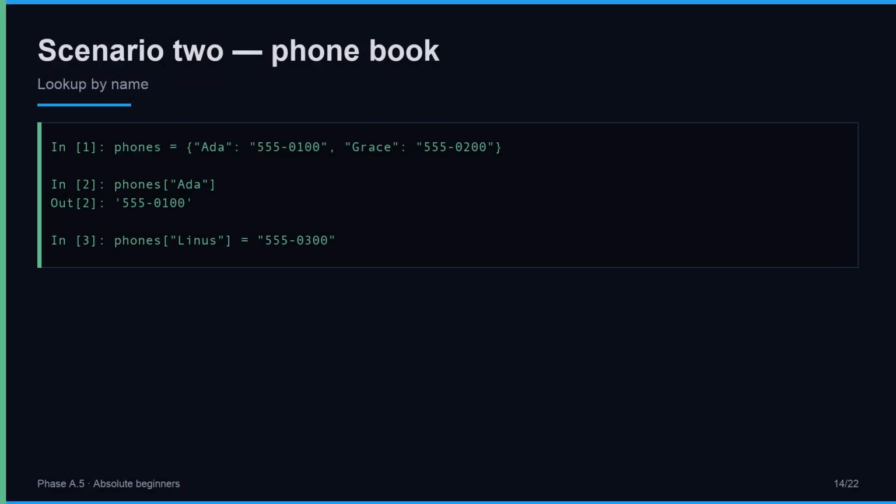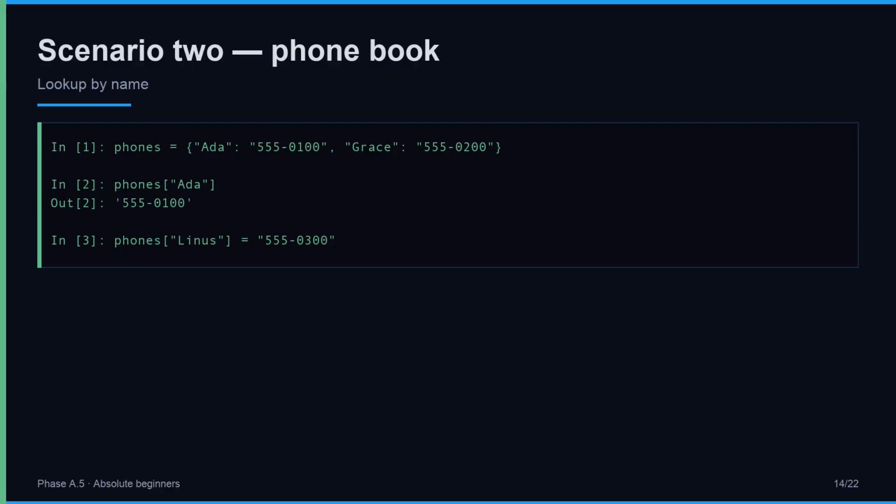Second scenario, a phone book. You never ask for the third entry, you ask for Ada's number. Lookup is by name, not by position. A dictionary fits perfectly. Phones equals Ada mapped to her number, Grace mapped to hers. Look up Ada by key. Add Linus by assigning a new key. Whenever your data is pairs of name and value, a dictionary is almost always the right choice.